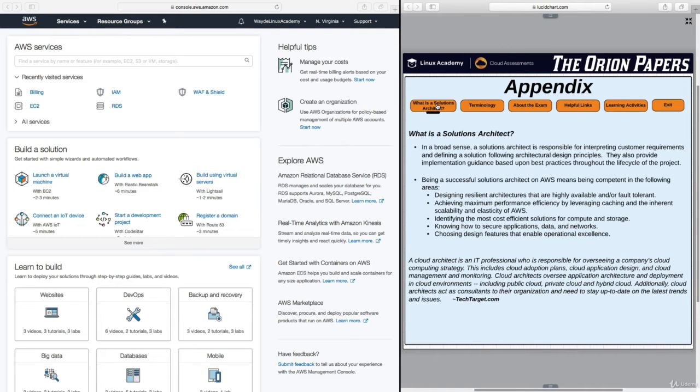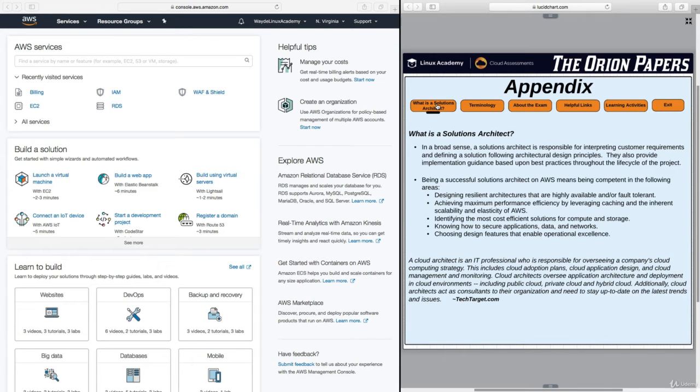And of course, since this is the cloud, they have to be very focused on security, knowing how to secure the application layer, the data layer, and network layers. And finally, they have to be aware of all the ways that they could help achieve operational excellence by including appropriate design features in their architecture.